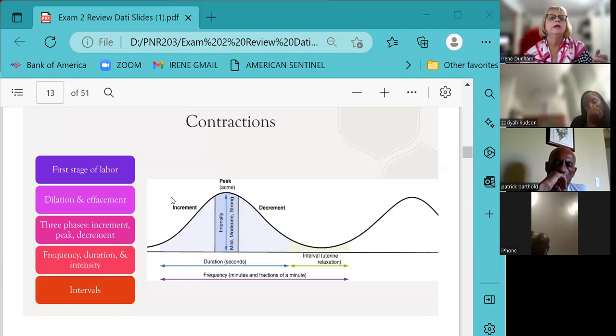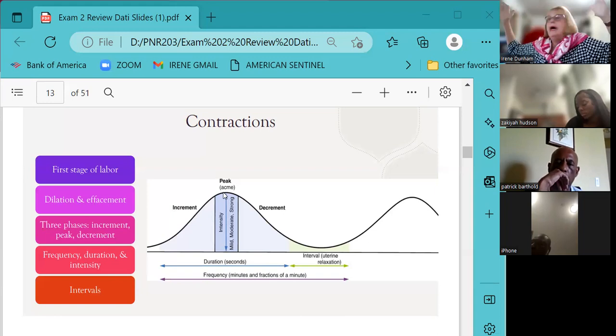And as the contractions get a little stronger, here's the peak of the contraction. Hesse uses the word acme, A-C-M-E. It's the same thing as peak. It's an old term, and that just means it's the strongest. Just like when you climb a mountain, you're going up the mountain, you get to the top. That's the strongest part. You feel good too when you get up there. And then you've got the peak.